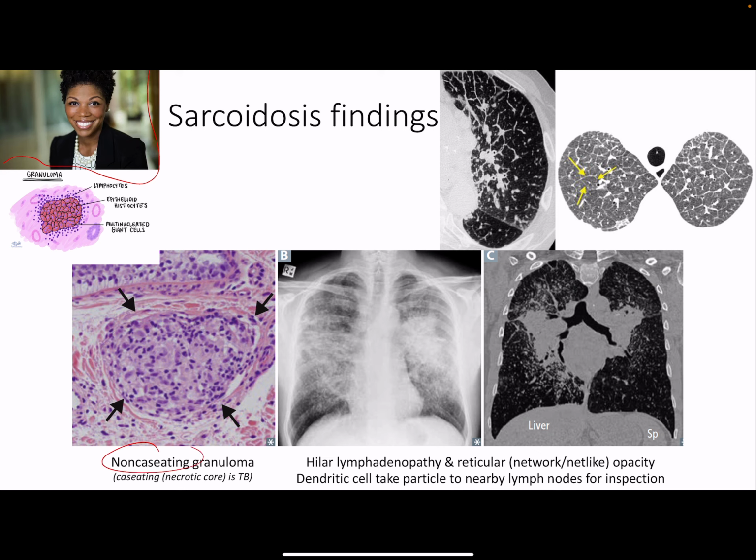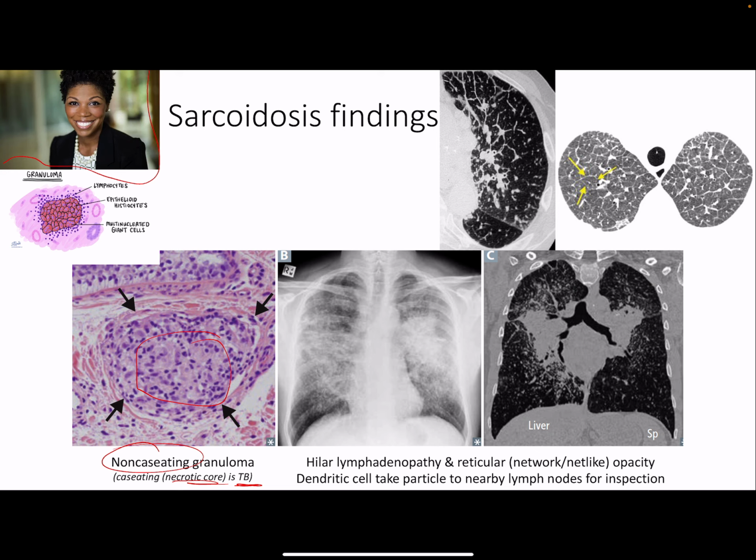Granulomas, specifically non-caseating granulomas. So granulomas are usually caseating or non-caseating, which really just means necrotic or non-necrotic. So it's not a necrotic core. A necrotic core would be something like tuberculosis. This is really where we have a cluster of lymphocytes surrounding epithelial cells and multinucleated giant cells, which are really just lymphocytes which have merged with macrophages and epithelial cells.